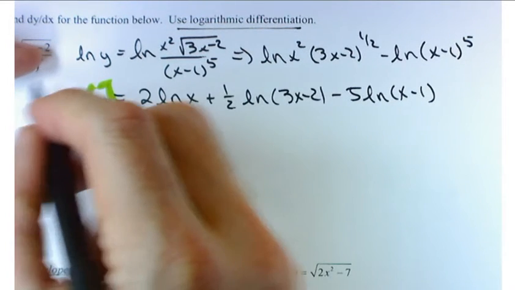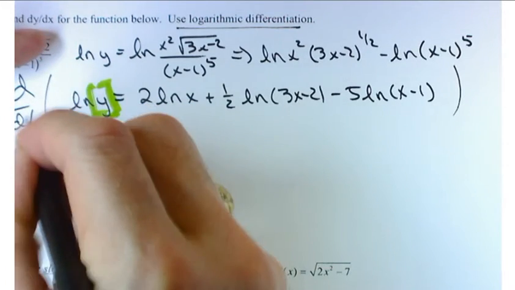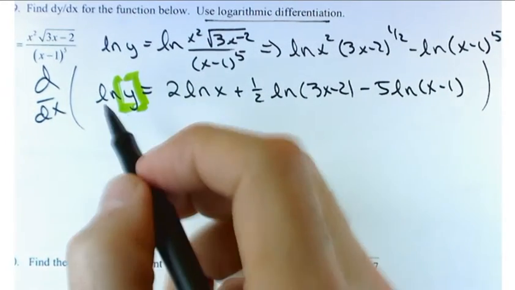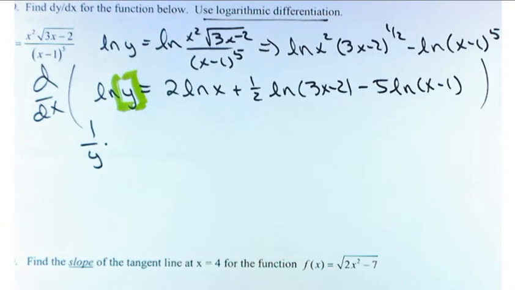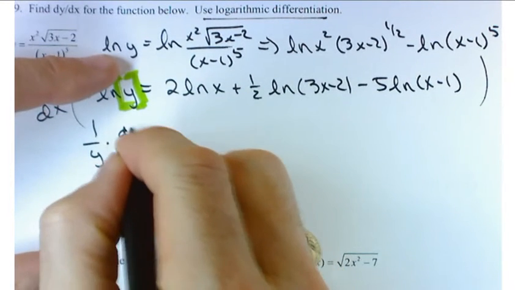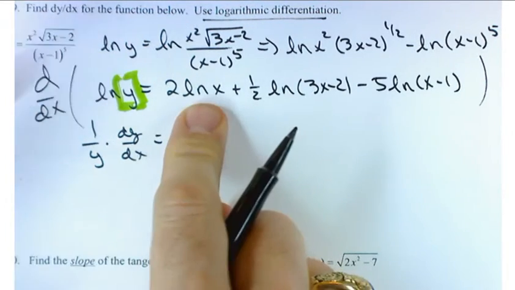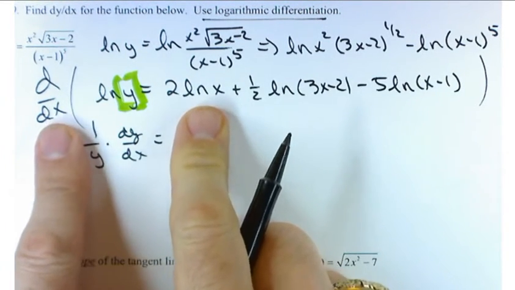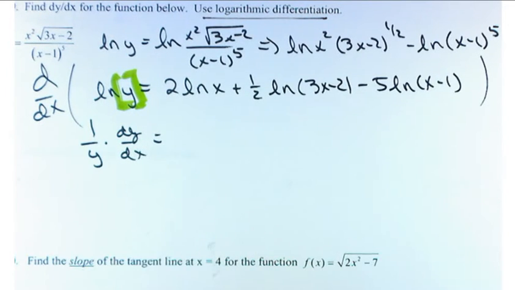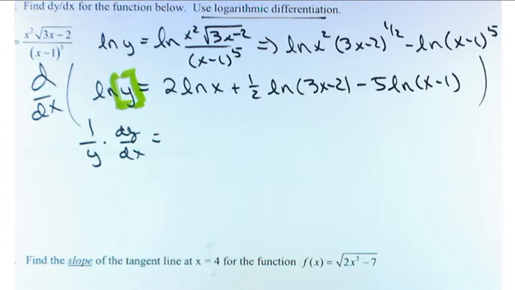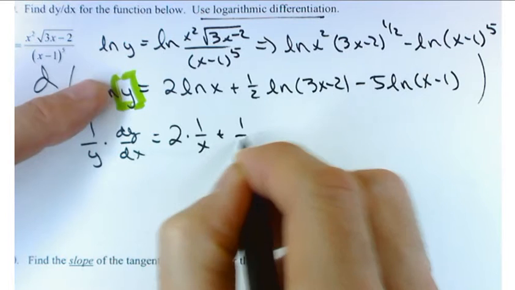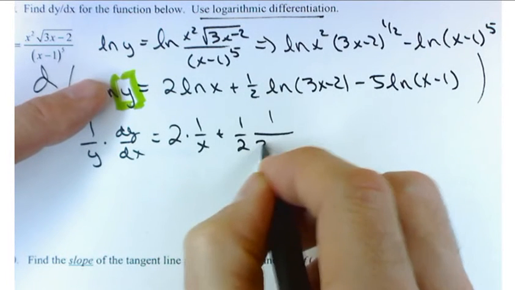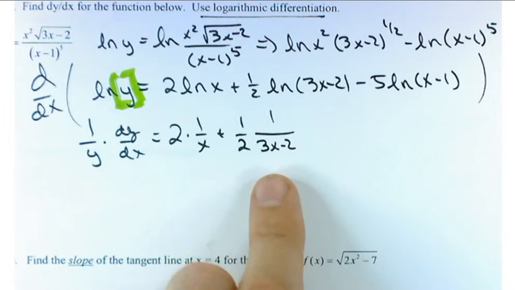And when we differentiate both sides with respect to x, d by dx, then, well, when you differentiate a log, you get 1 over that term, but it's not enough just to put 1 over y. What else do I need? dy by dx. Now on the right-hand side, since we're differentiating with respect to x, and I've got x's here, I don't have to apply the chain rule like I did on the left-hand side. I'll get 2 times 1 over x plus 1/2 times 1 over 3x minus 2, but I'm not done here.